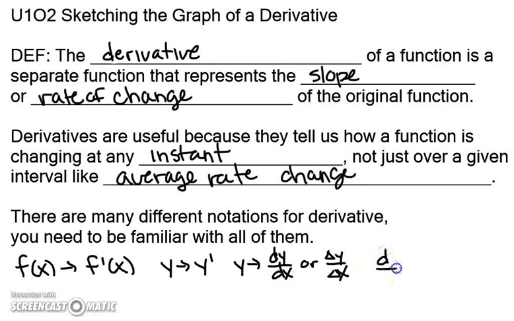We could also end up saying d dx of f of x. We would read this as the derivative of f of x with respect to x. That's what that dx in the bottom stands for. So again, the derivative is just going to tell us the slope of a function, and it itself is going to be a function. So let's talk about how we're going to end up graphing a derivative.